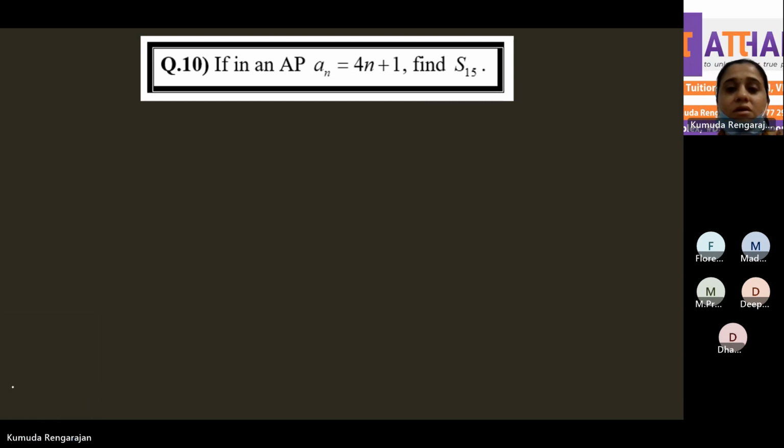Okay. So now it's S15. So now we understand what to do. S15 means what? In the formula, we have A, N, and D. N is 15. A and D, I don't know. So I have to find A and D first. And how will I find A and D? I'll find A1 and I'll find A2. Then if I know A1 and A2, D is equal to A2 minus A1, and that's it. So this should run in your mind. So immediately you can write that.